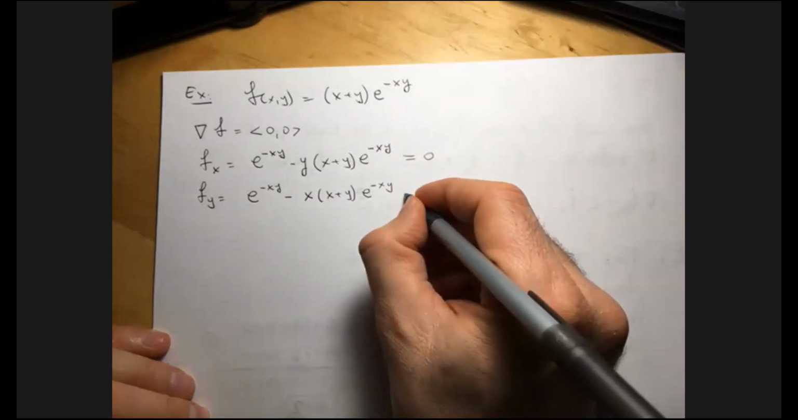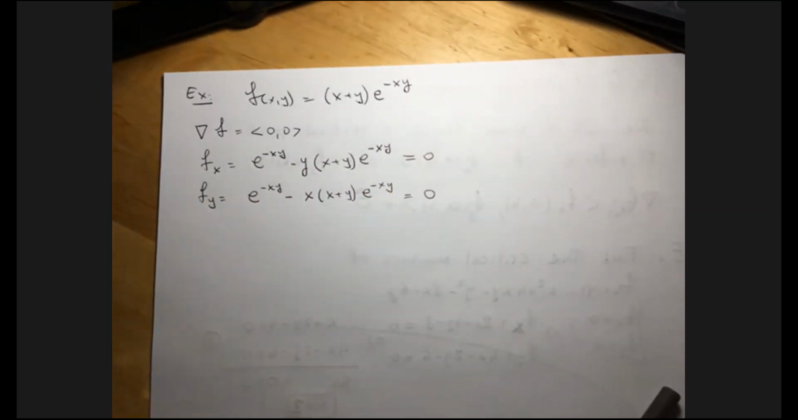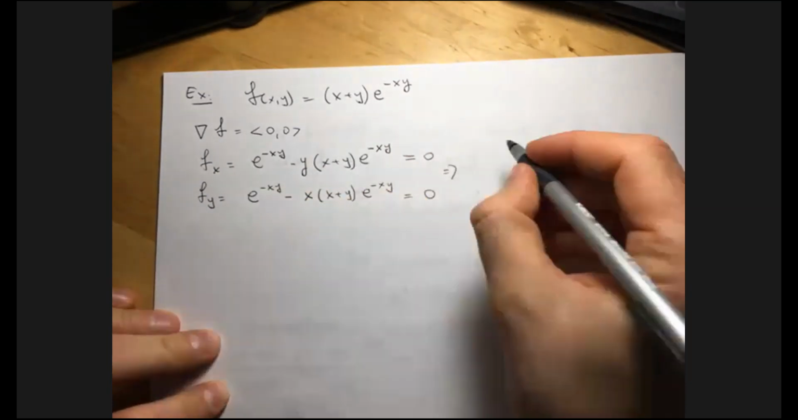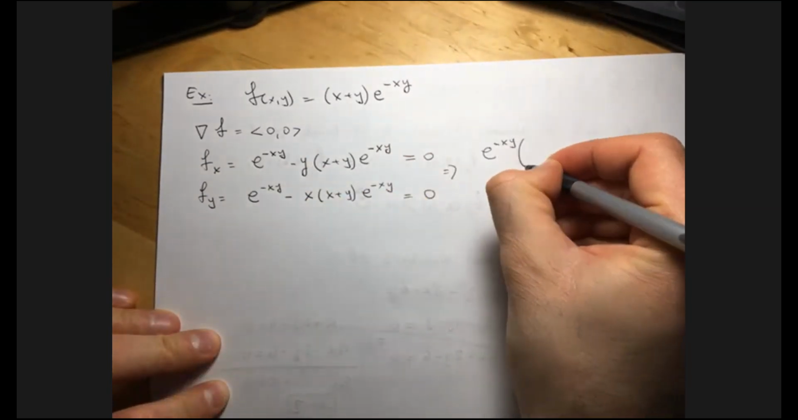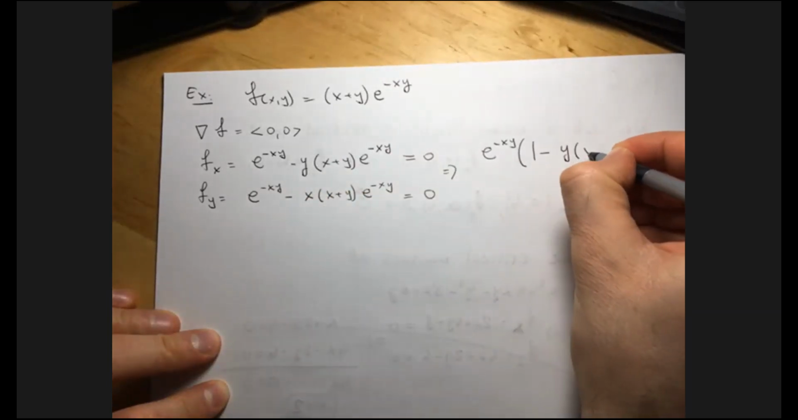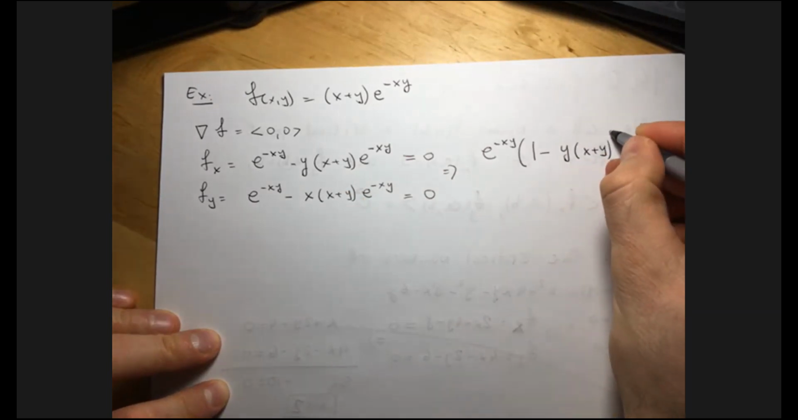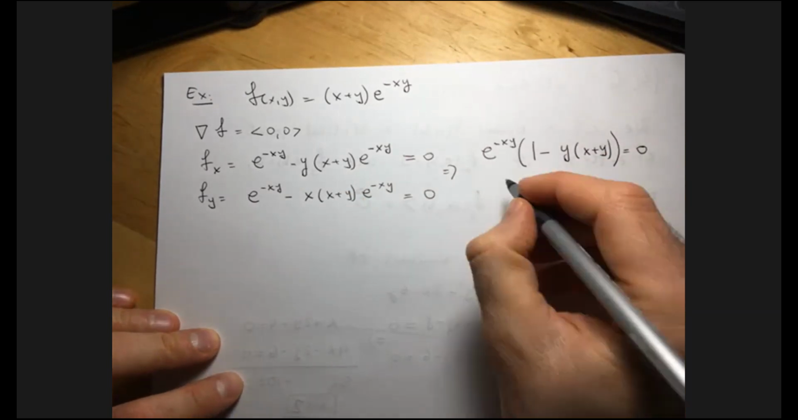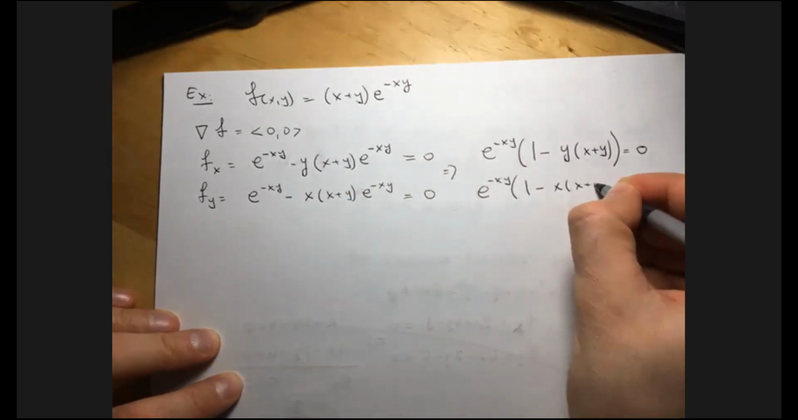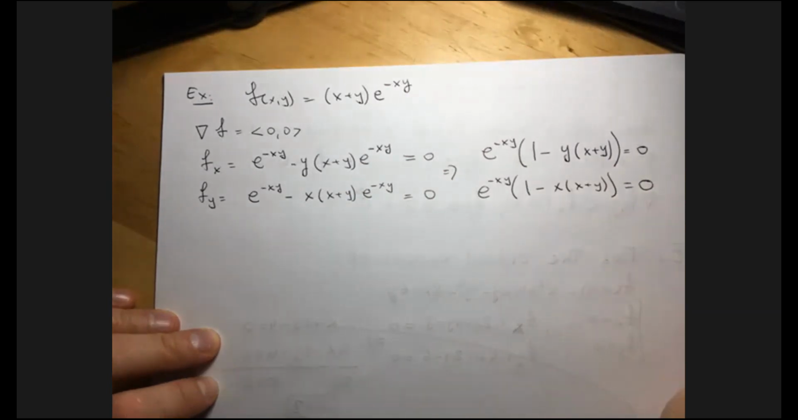And I want to solve the system of equations. Of course, this is not going to be a linear equation, this to be equal to 0. Okay, so let's see how we are going to do that. Well, in both cases, first, you can factor e to the power negative xy for this term here, and you get 1 minus y times x plus y is equal to 0. And the same thing can happen for the second equation, 1 minus x times x plus y is equal to 0.